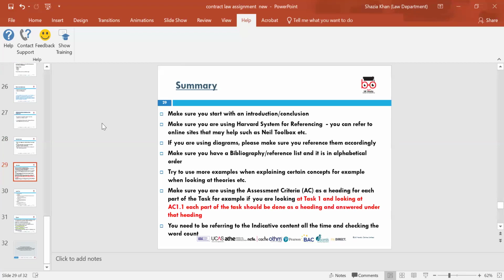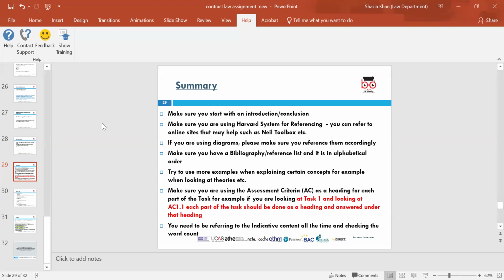So, a summary: make sure you start with an introduction because it identifies that you understand what you're doing at the start, and then make sure you end with a conclusion. Make sure you are using, as I mentioned again, the Harvard referencing system. You can refer to online sites that may help, such as Neil's Toolbox, which is really good in regards to helping you reference your work. It helps you reference journals, websites, books. It could be any academic sources that will help you reference.